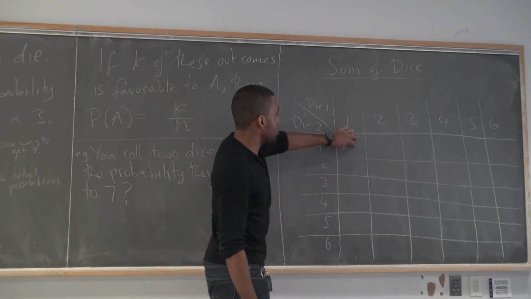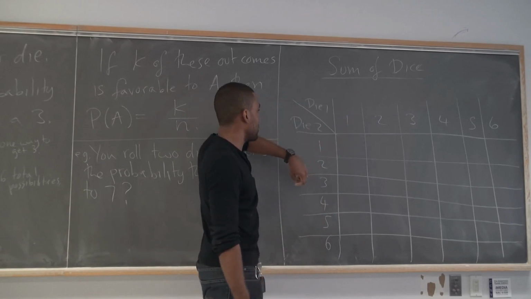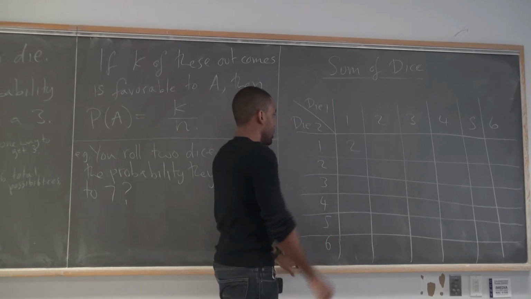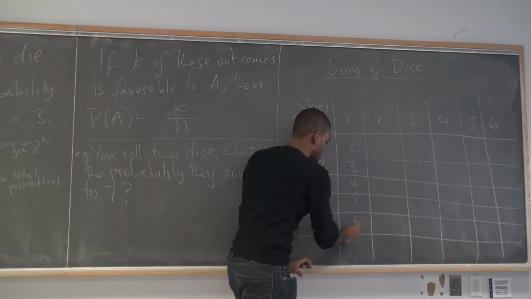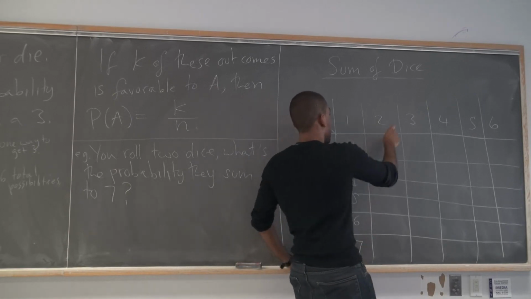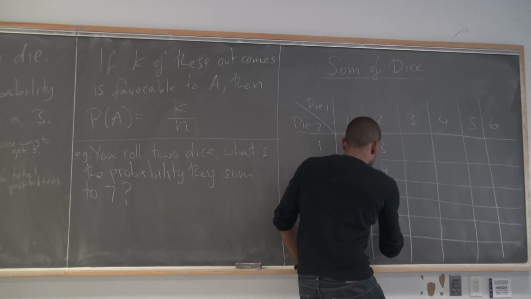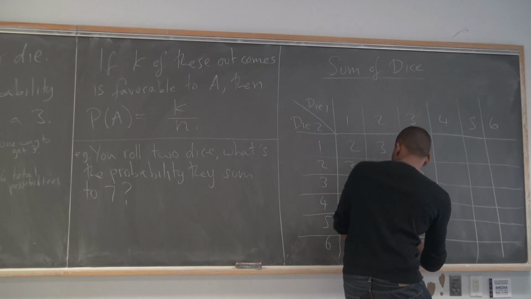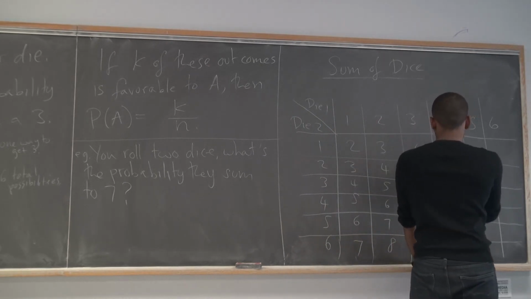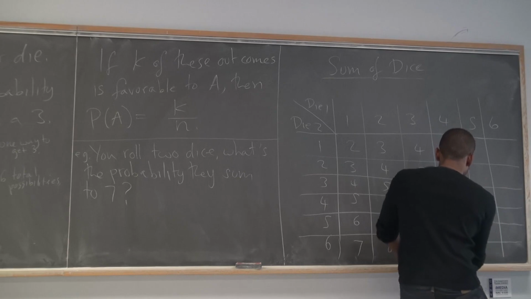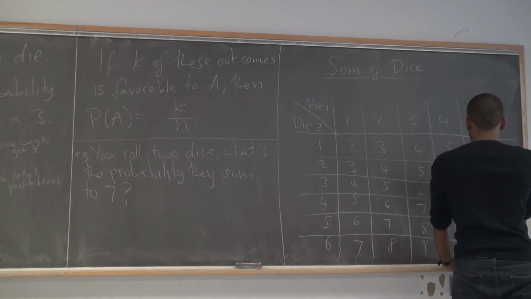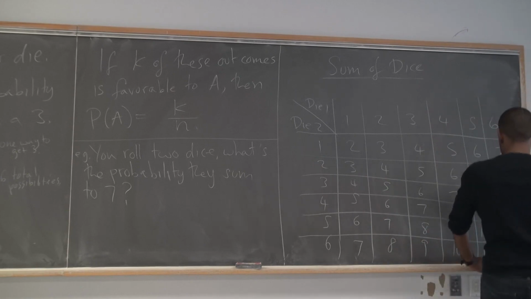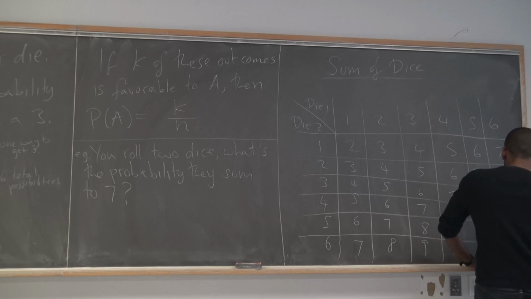Right, so in each cell I put the sum of the dice. Let's say I roll a 1 on one die and a 1 on the other die. What's the sum? Well, it's 2. Here it would be 3, here it would be 4, 5, 6, 7. The next row would be 3, 4, 5, 6, 7, 8. Then 4, 5, 6, 7, 8, 9. Then 5, 6, 7, 8, 9, 10. Then 6, 7, 8, 9, 10, 11. And then 7, 8, 9, 10, 11, 12.